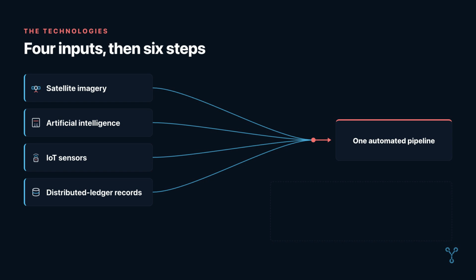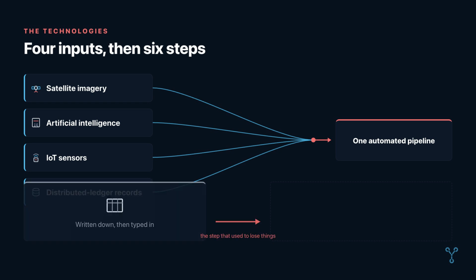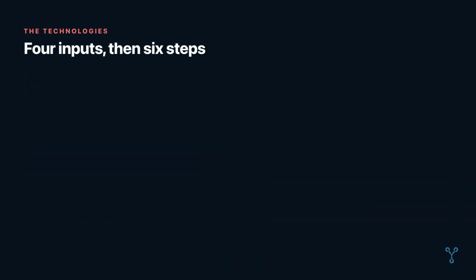These technologies work together to automate tasks. In the past, people did these tasks by hand. They wrote down numbers and typed them into computers. Now, machines collect and process the data directly. This removes many human errors. It also speeds up the entire process. To understand how this works, we must walk through the 6-step digital workflow.